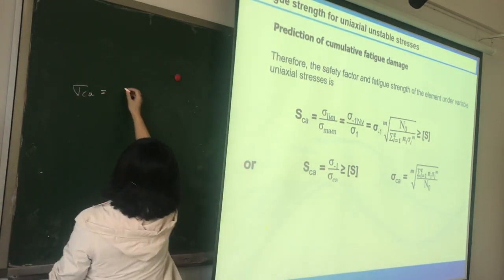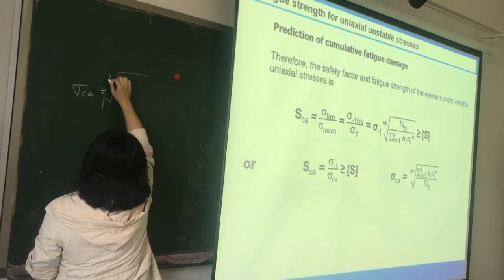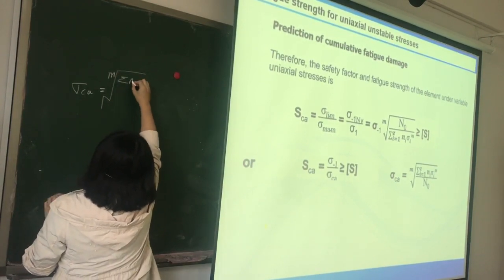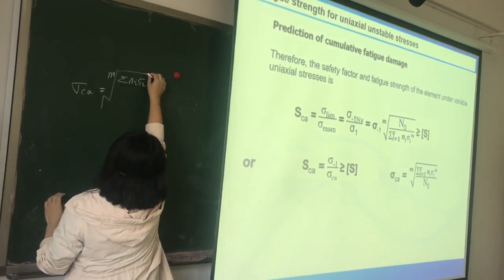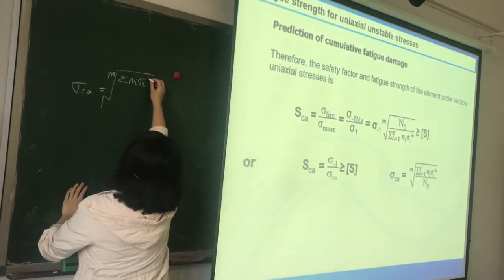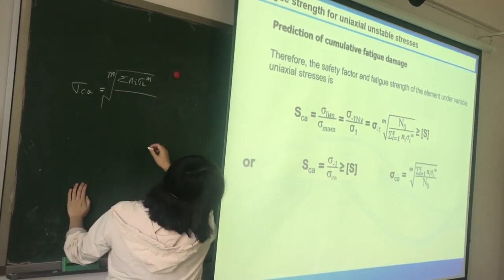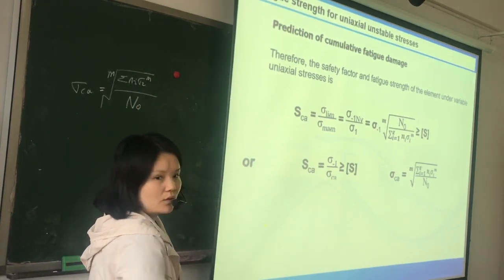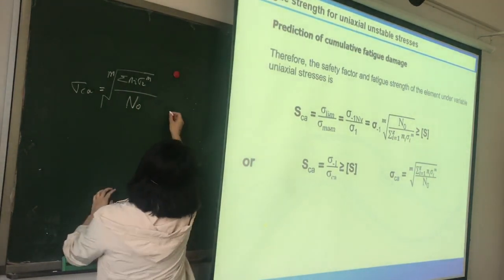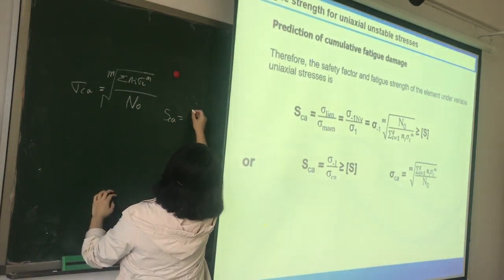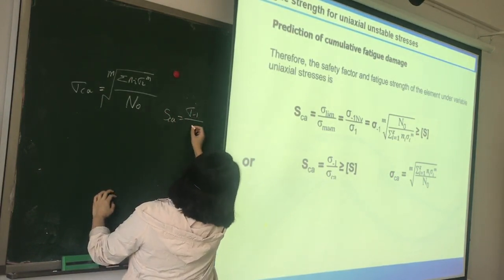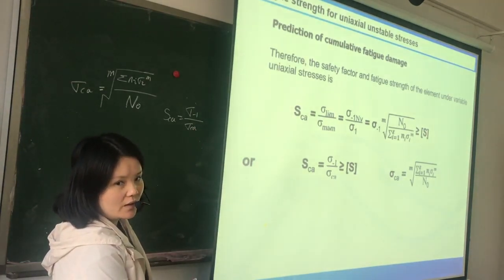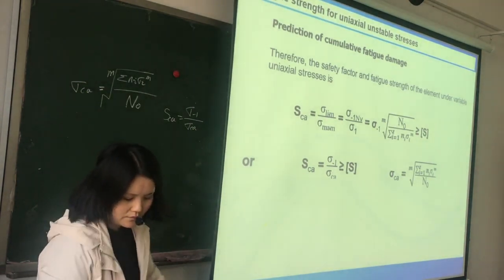Sigma Ca equals the sum of Ni sigma i to the m, divided by N0. And Sa is sigma minus 1 divided by sigma Ca. So we can calculate this value.